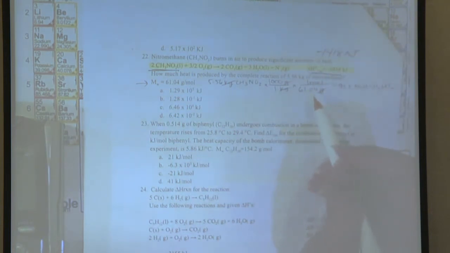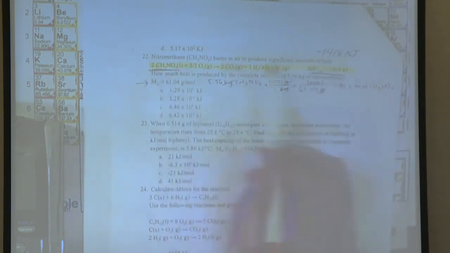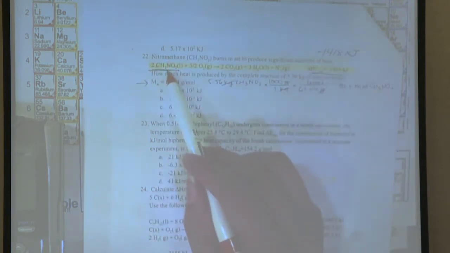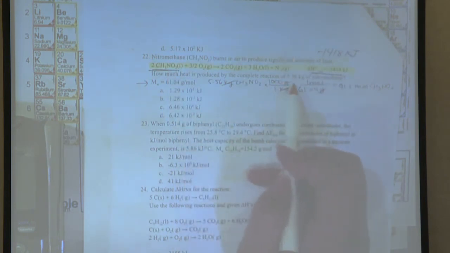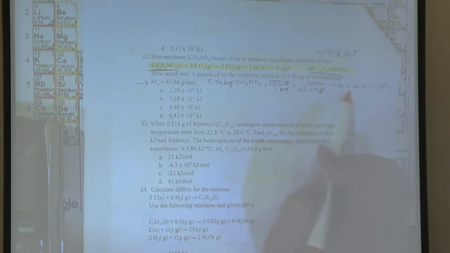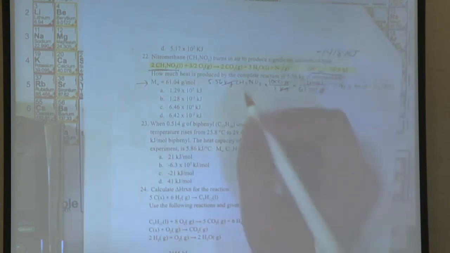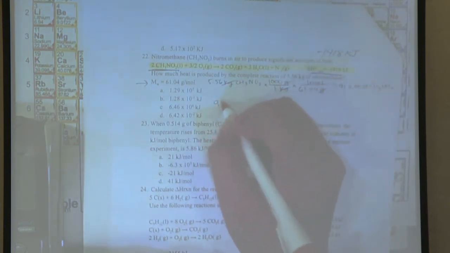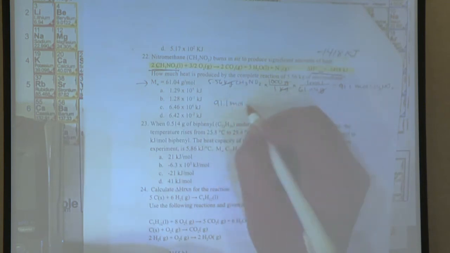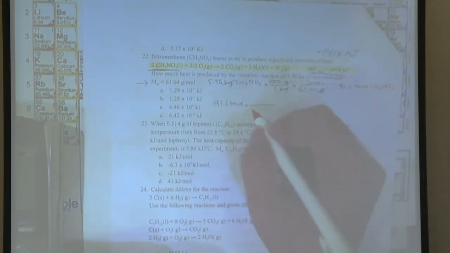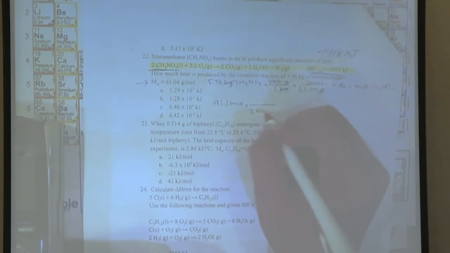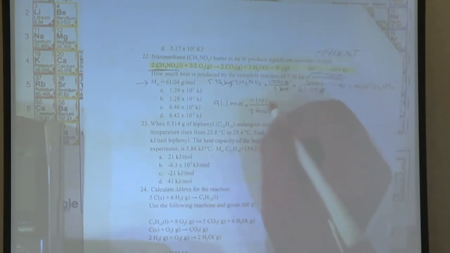And so they want us to tell them, knowing that this much heat is released for 2 moles, how much heat is released by 5.56 kilograms, which happens to be that many moles, right? So this is just a simple proportion. Knowing that for every 2 moles that much is burned, we start with 91.1 moles.